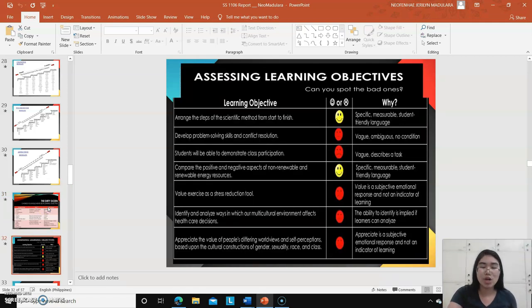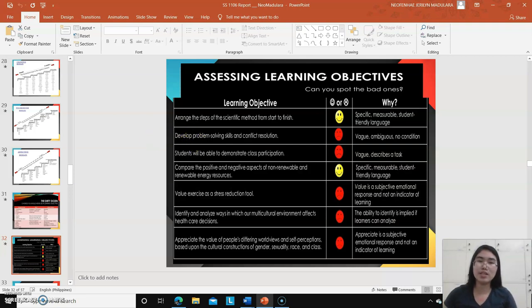So previously, we had objectives that are being assessed by you. So let's try to find out if these objectives are bad for you. Learning objective number 1: arrange the steps of the scientific method from start to finish. Is it good? Yes, because it is specific, measurable, and in student-friendly language. Arrange the steps. Let's check.